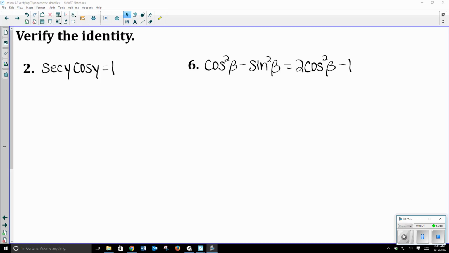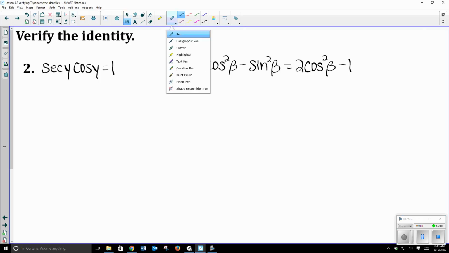So remember, we're taking one side and turning it into the other side. That's how you verify it. And usually it's easier, as you can tell in number 2, to take the left-hand side and turn it into the right-hand side. So I always just work on the left-hand side. So you have to, on the first step, rewrite the left-hand side.